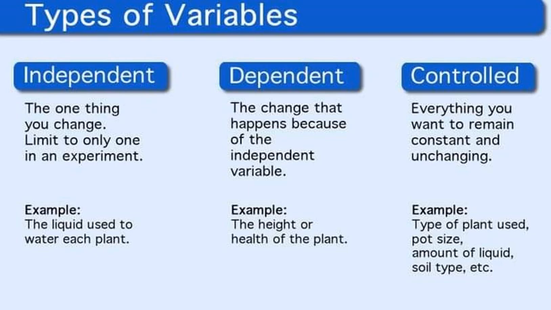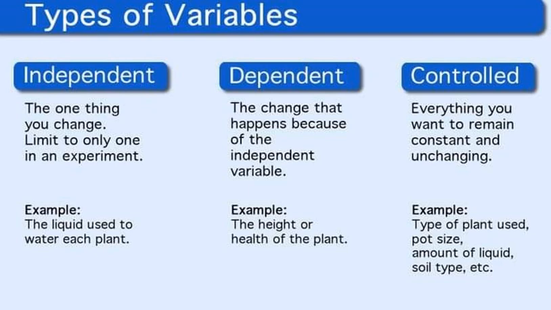The other variable is called the dependent variable, and the dependent variable is basically a thing that changes due to the change that happens in the independent variable. For example, if we water a plant and the height or health of the plant is getting better with time, it means the height or the health of the plant is dependent, and it is a dependent variable on the independent variable, that is water. So that is called the dependent variable.